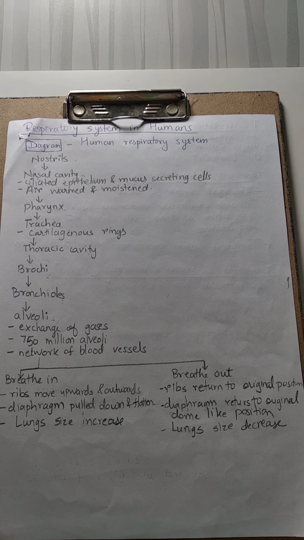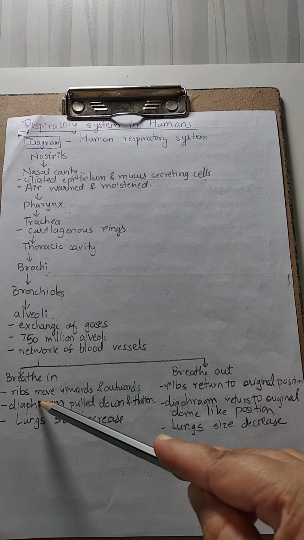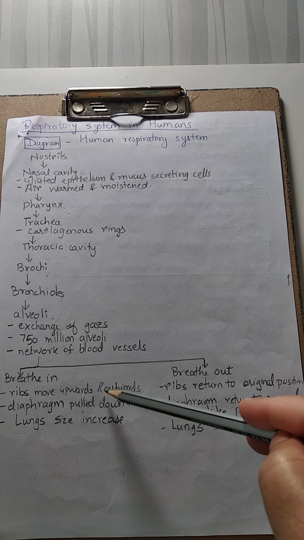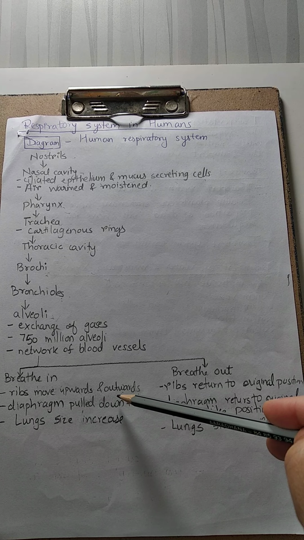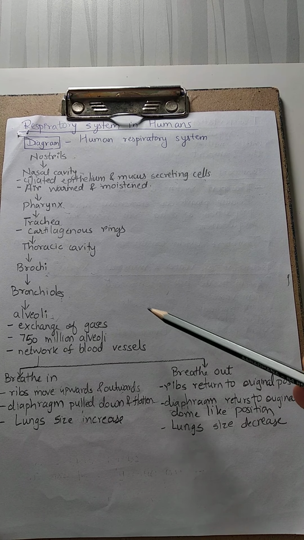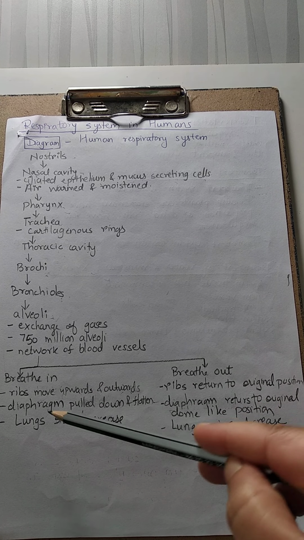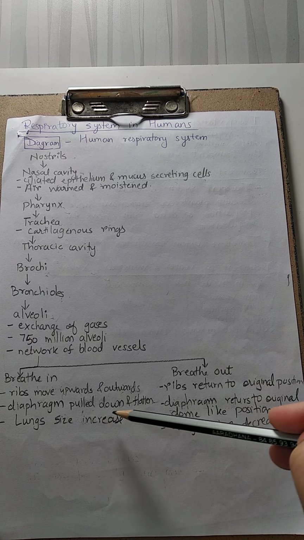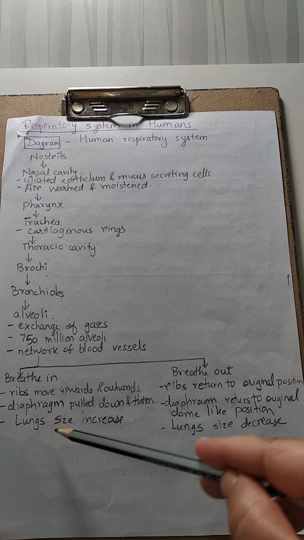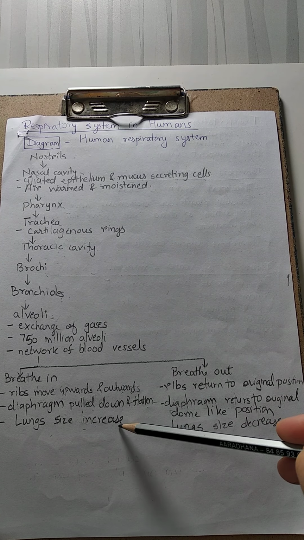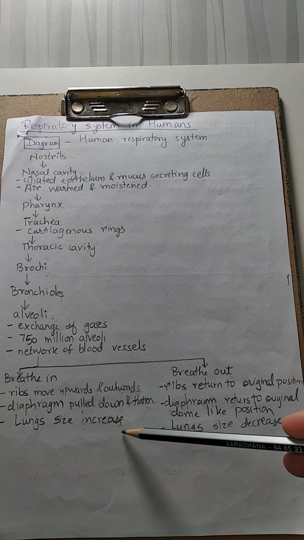Now, during breathing, what happens? When we breathe in air, what happens? Ribs move upwards and outwards. It means our chest size increases, right? Because ribs move upwards and outwards. Diaphragm is pulled down and flattens. Lung size increases as we fill air inside our lungs. So lung size increases, right?